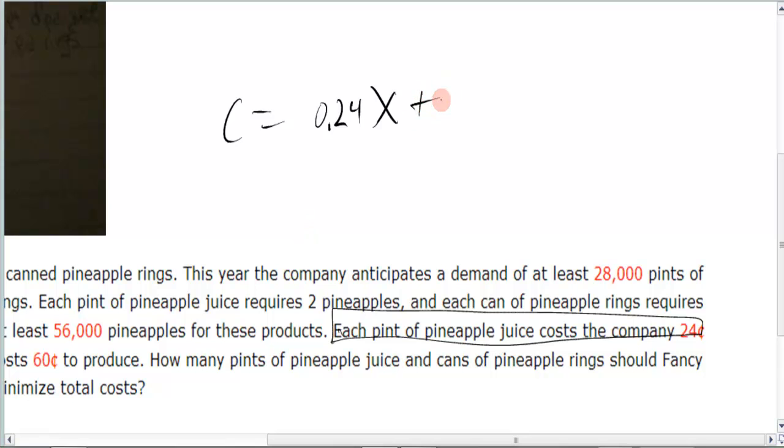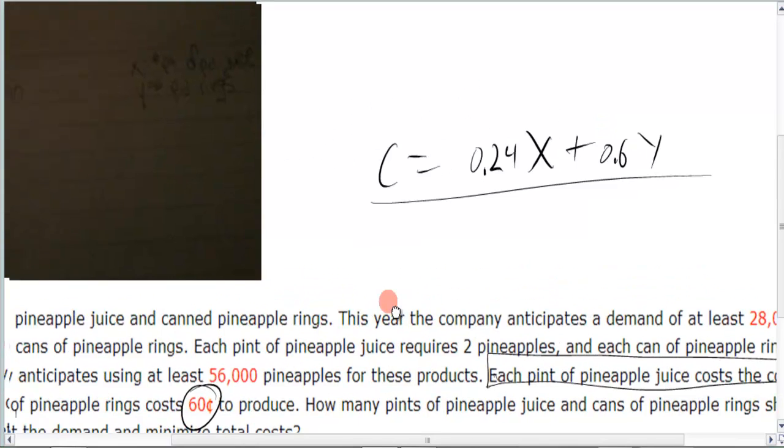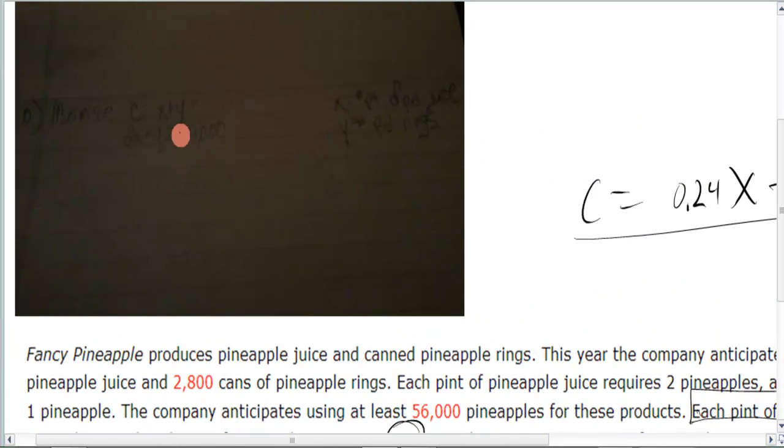And then we need to add that with the cost to produce the rings, and that was right here. You can see it's 60 cents, so 0.6. So that would be your cost equation. Think about that. I want you to always think about units. What is the meaning of x? And if I add that to y, does that give me cost? It doesn't even make sense to really add those things because they're not the same variable.